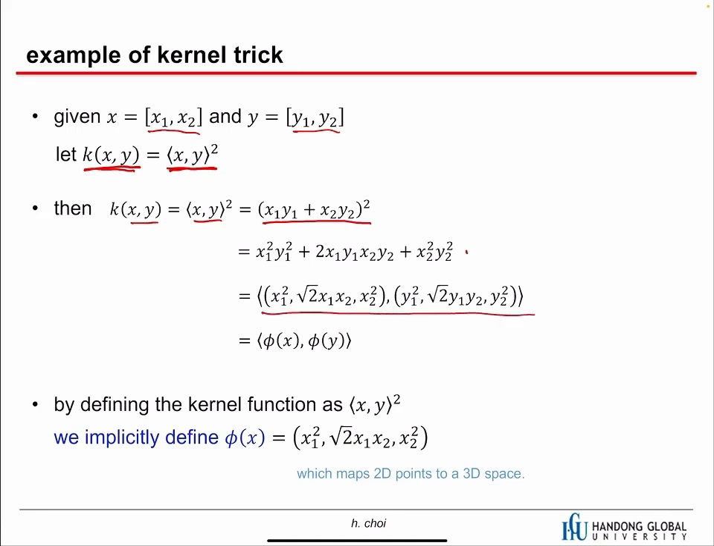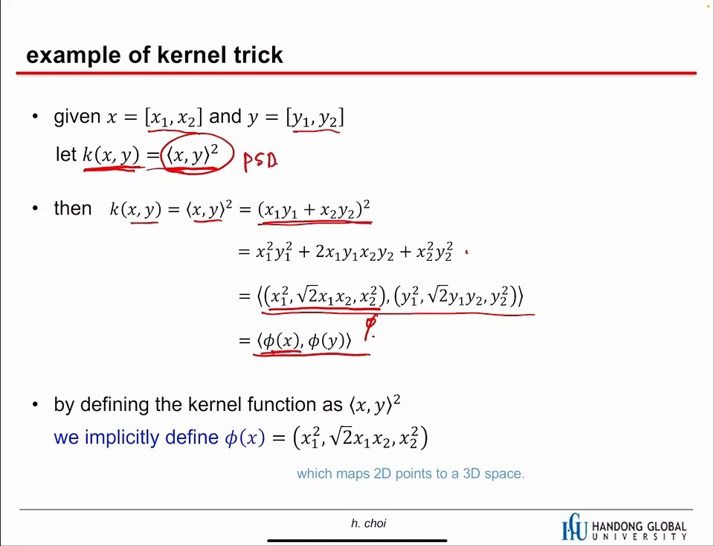Then we have the inner product notation here. If we put this one as phi, then we have the inner product of phi. Again, let me repeat one more time. If the kernel is defined, then this is positive semi-definite for sure. You can check that, and then we can derive this nonlinear function.